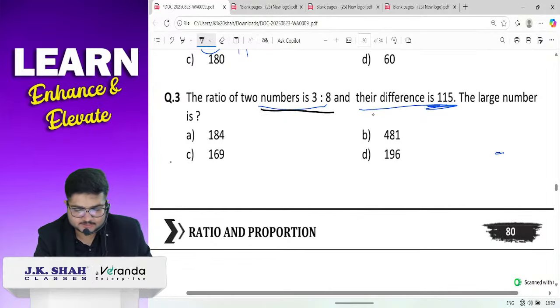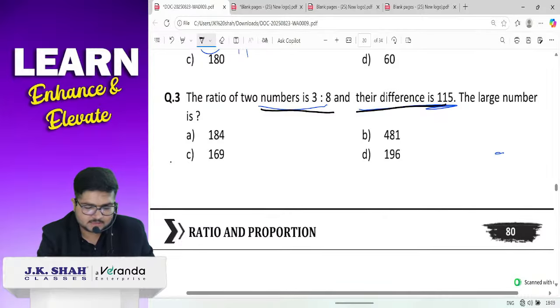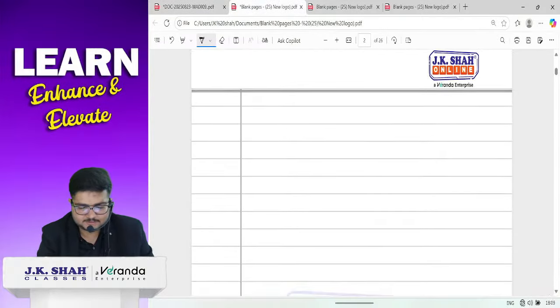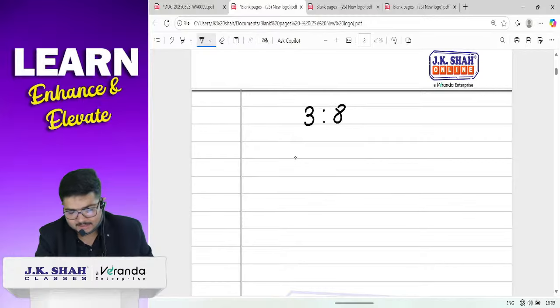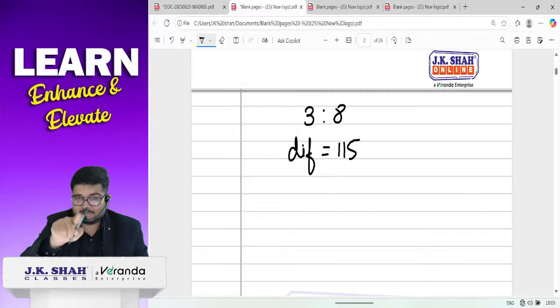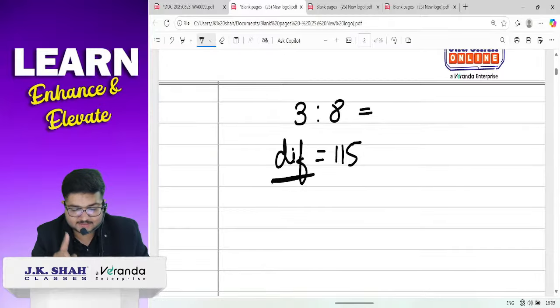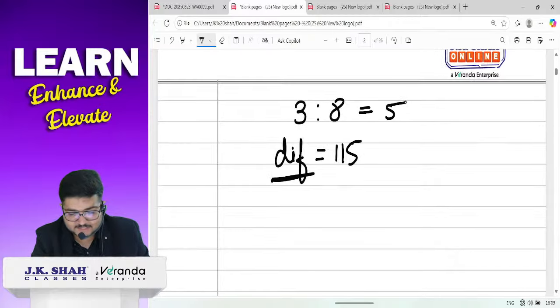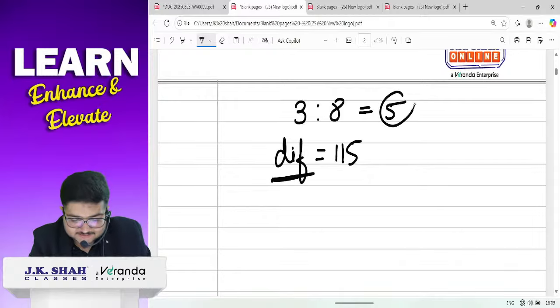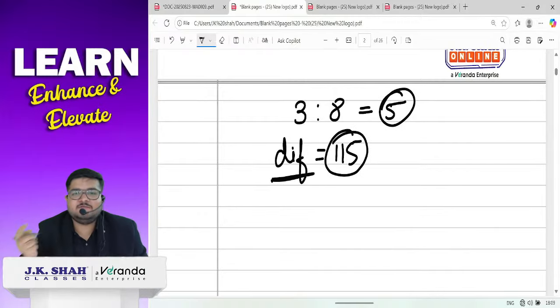The ratio of two numbers is 3:8. Their difference is 115. Two pieces of information are given: the ratio is 3:8, and the difference of both the numbers is 115. Since the difference is given, I have to find the difference of the ratio also. What is the difference of the ratio? It is 5. This means 5 parts is 115.